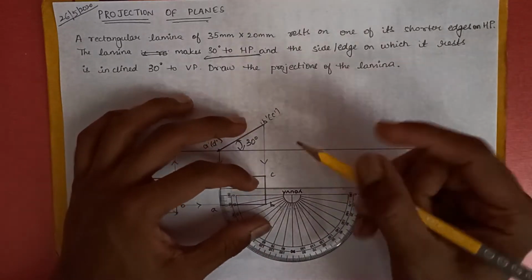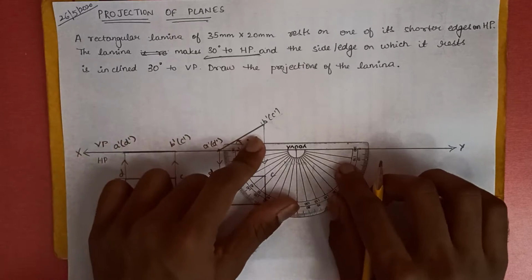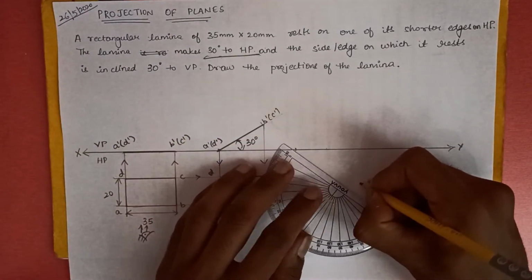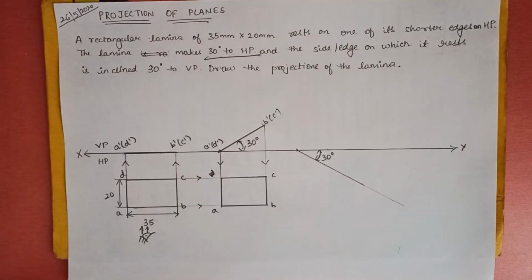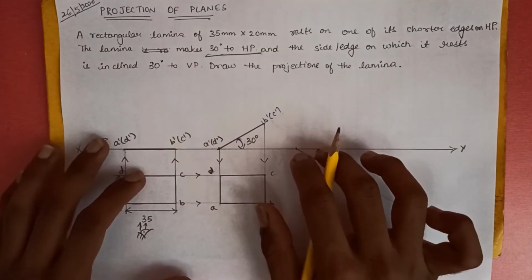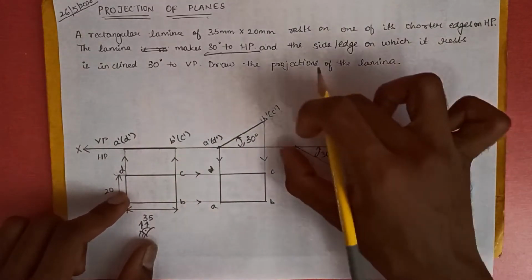Now I'll take a point over here and place my protractor such that it coincides that point, and take an angle 30 degree, and I'll join these 2 lines and mark it 30 degree. Remember, the line should be a thin line. After this, you need to take this rectangle and place the side on which it rests, and you must take this rectangle and place it on this inclined line.